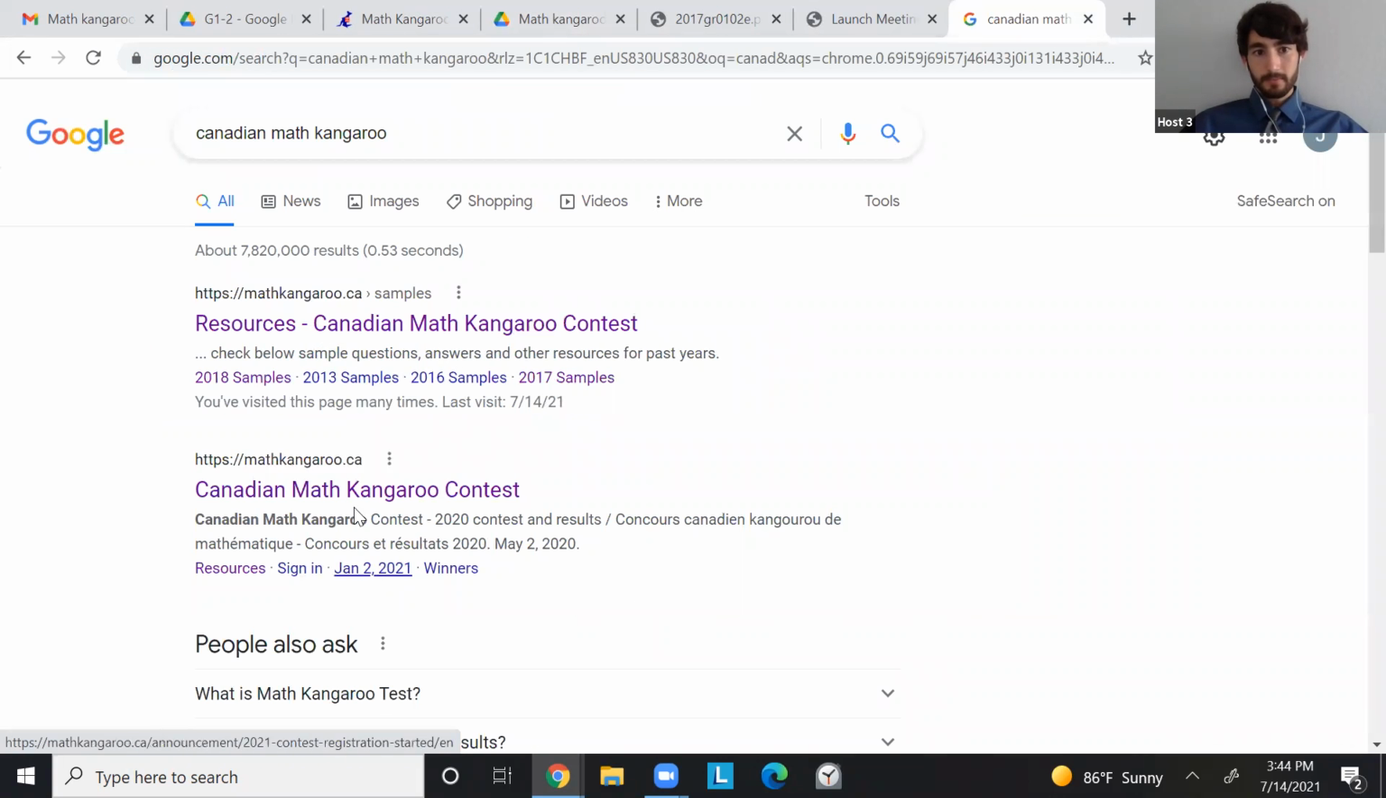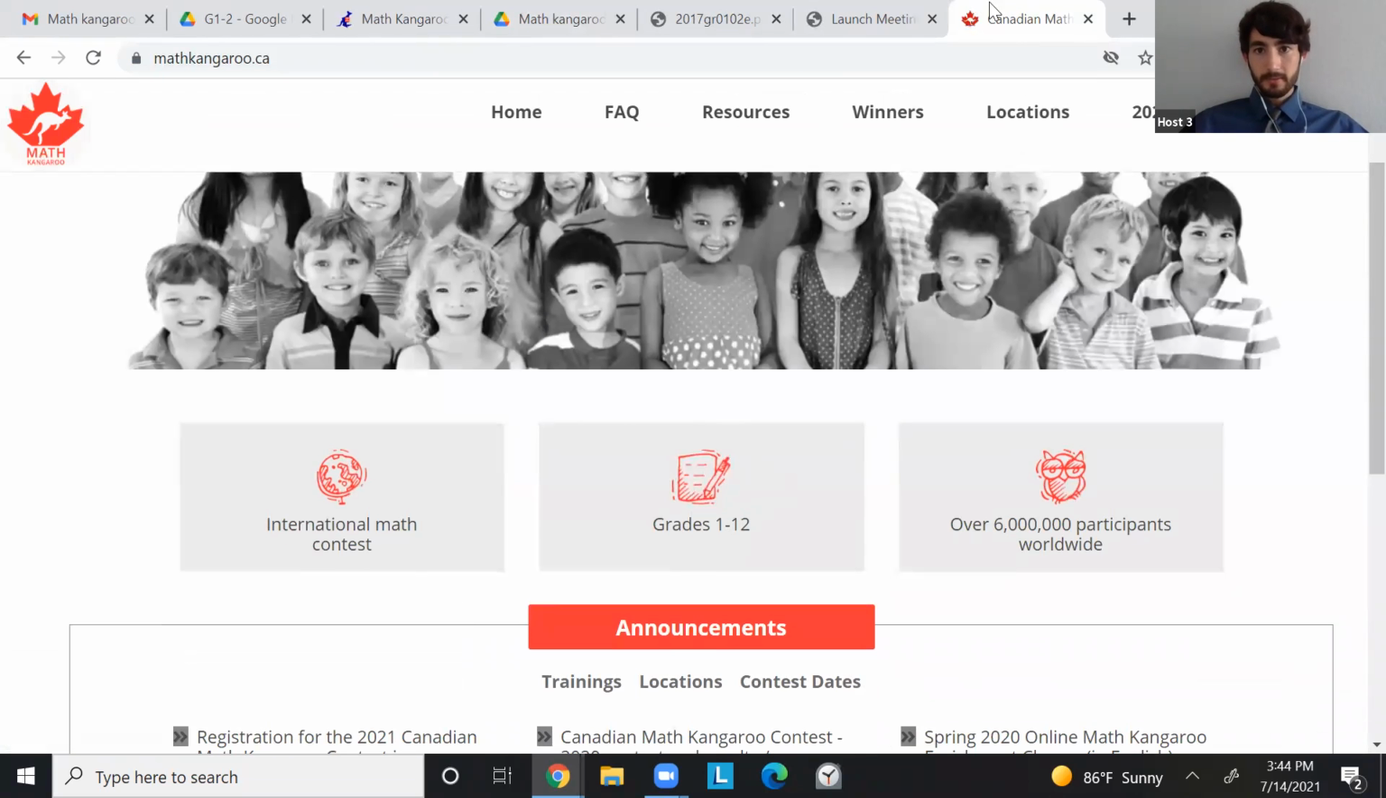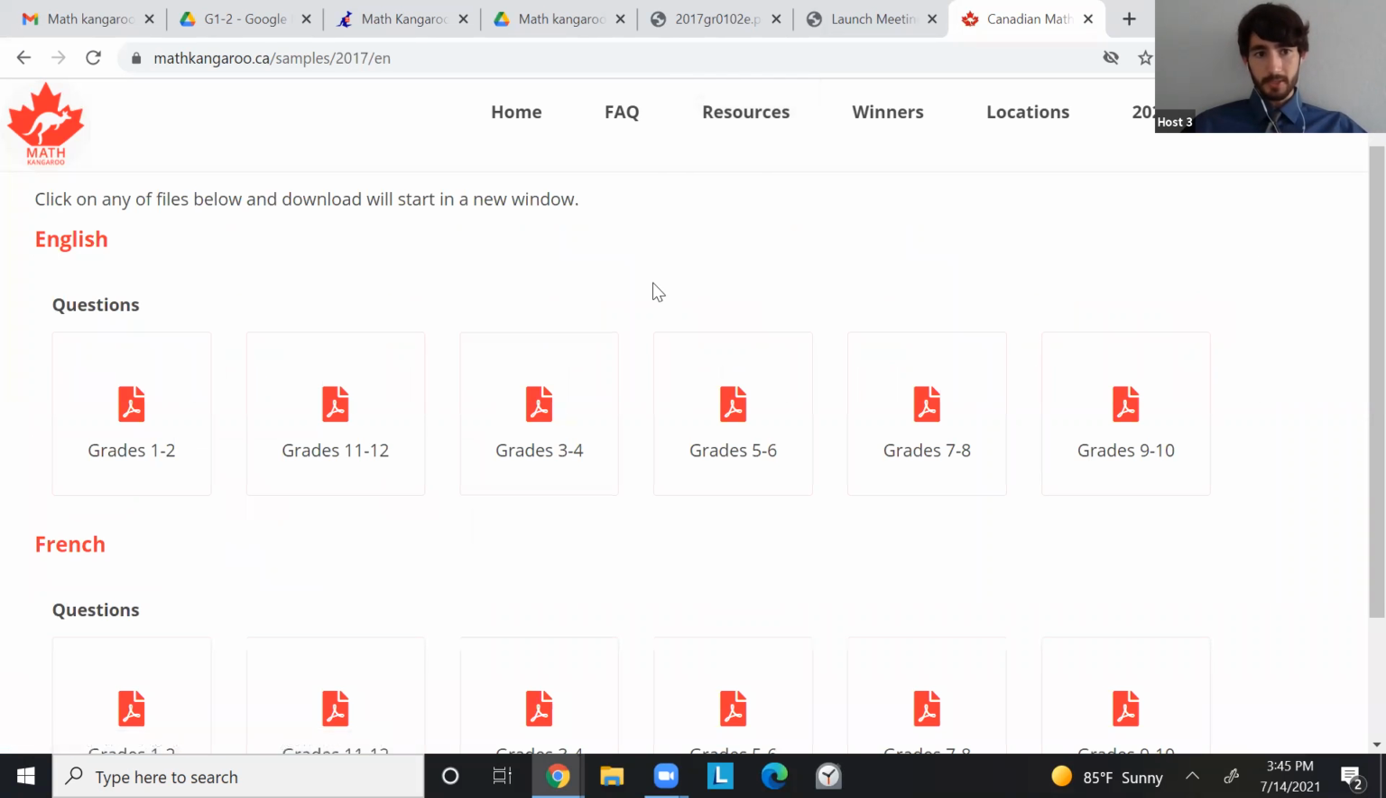Just type in Canadian Math Kangaroo. We could even just go to the homepage. Essentially, you would go to resources right at the top. And then from any year, they have lots of exams here. These are free too, so I do think that's why UStart likes to use these. So as I mentioned, I at least was provided the 2018, 19, and 20 American Math Kangaroo exams. But before that, I would tend to just use the Canadian ones.